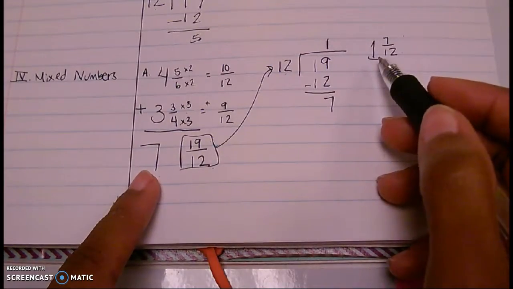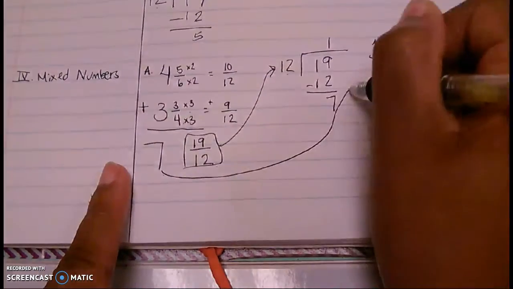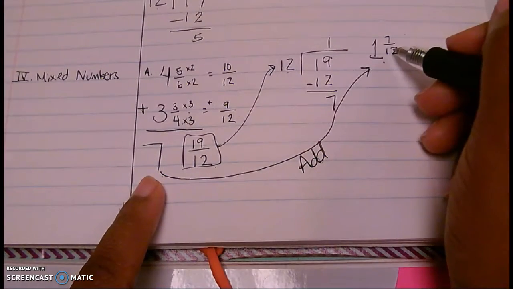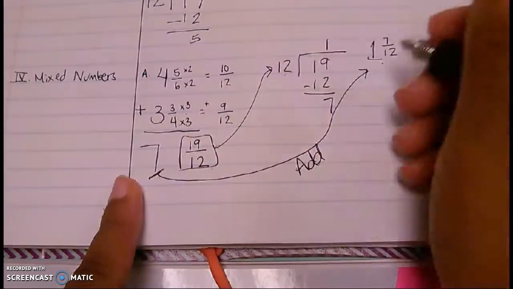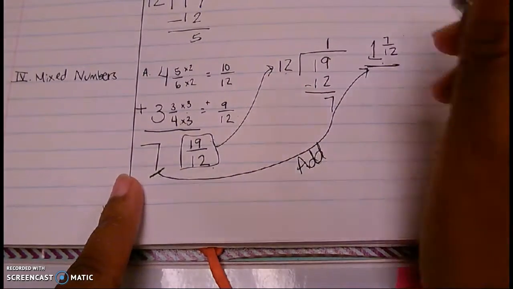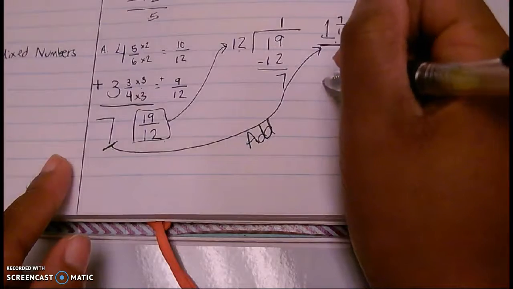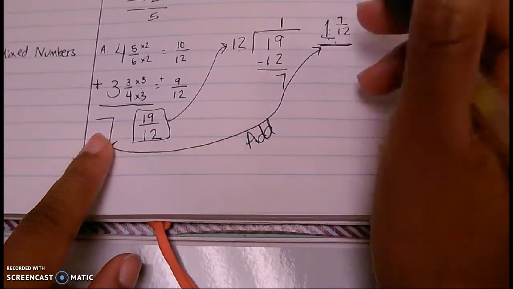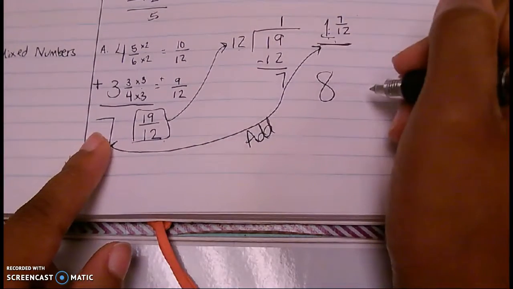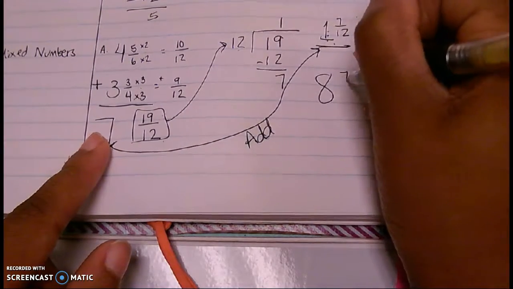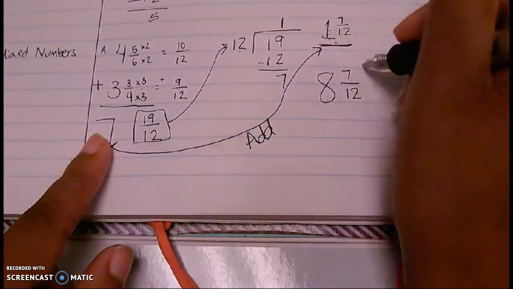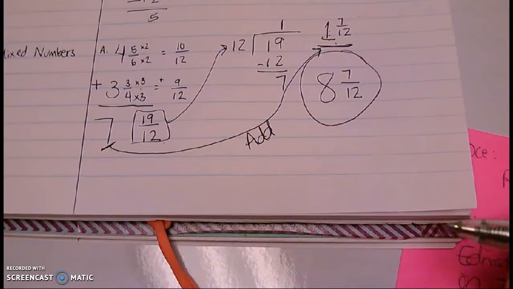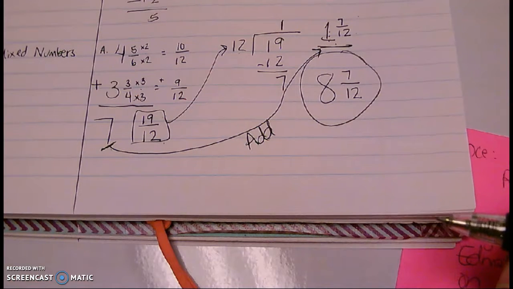So what I'm going to do is actually add these two together. Okay, add my 7 and add my 1 and 7 twelfths. So here's what that's going to look like. Both of these have a whole number, so I know 7 plus 1 is going to be 8, and then I'm going to bring my fraction down, 7 twelfths. So my final complete answer is going to be 8 and 7 twelfths. Now that you've finished this, move on to the next activity.